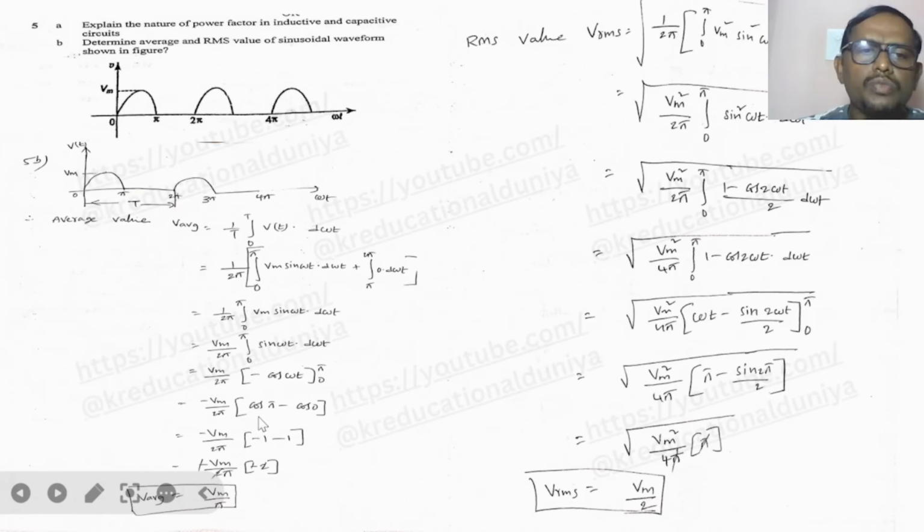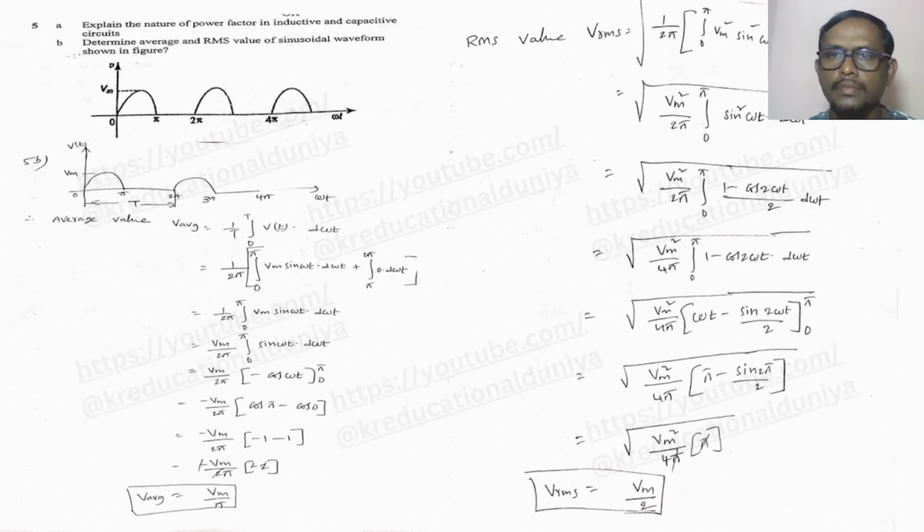What is the cos pi value? Cos pi value is minus 1. So cos pi is minus 1, minus cos 0 value is 1. So minus 1 minus 1, we got minus 2. Here outside there is a minus, inside there is a minus, so minus and minus will get cancelled, and here Vm by 2 pi into 2. So 2 Vm by 2 pi, the 2 will get cancelled. So the answer is V average equal to Vm by pi.